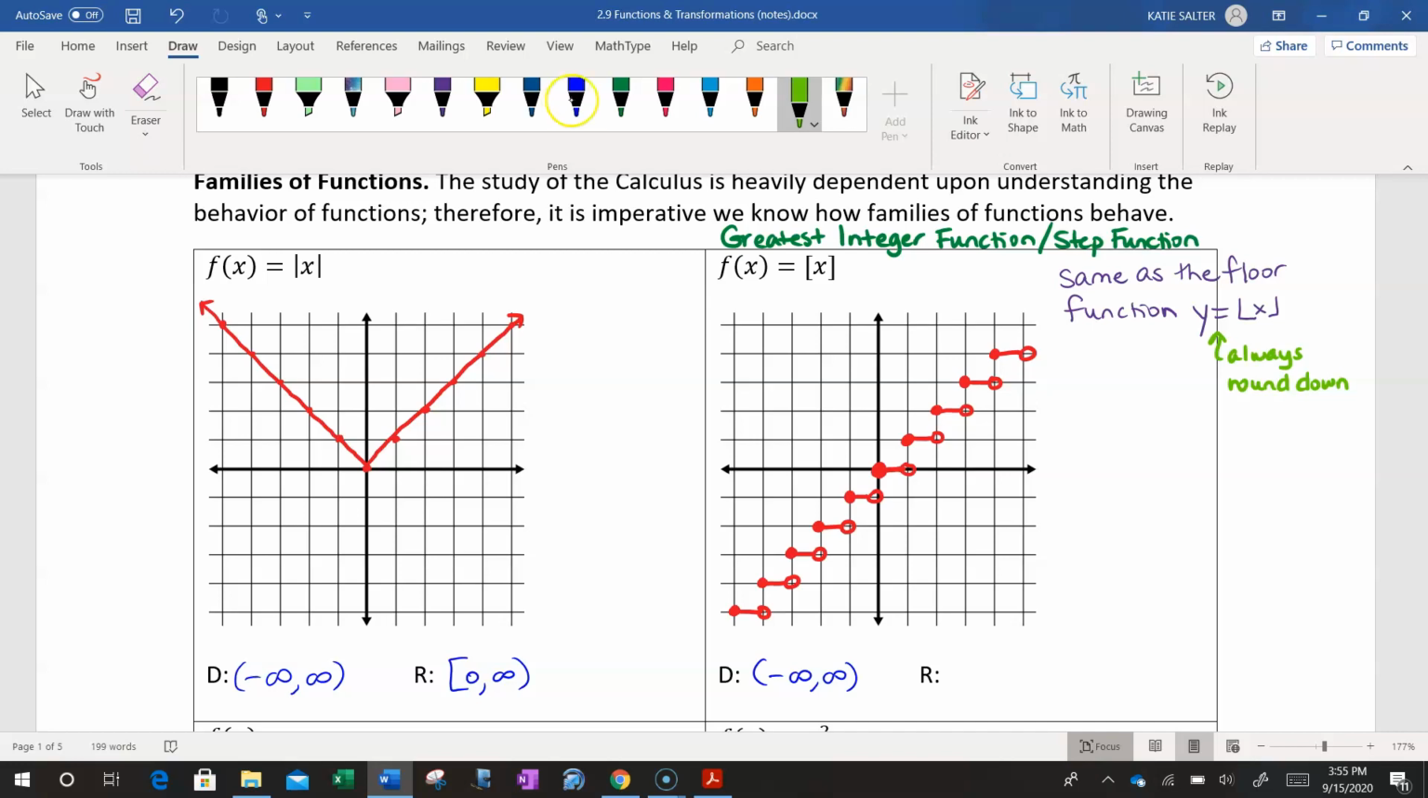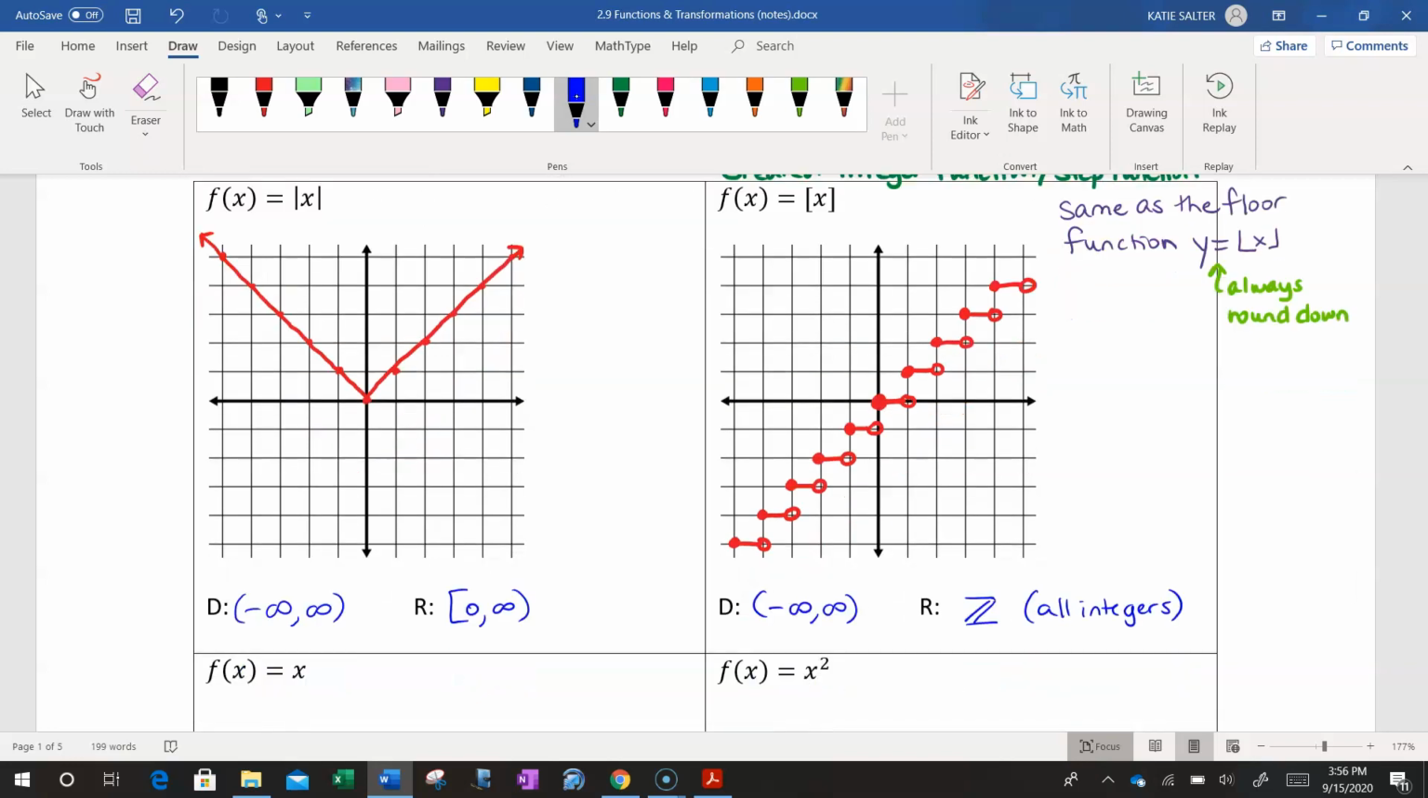The range for this is all integers. So since we can't write that as an interval, we use the symbol. And the symbol for all integers is Z, or you could write it in words, all integers, because the output is always an integer. That's why it's called the greatest integer function. And this is one that we don't see as much.